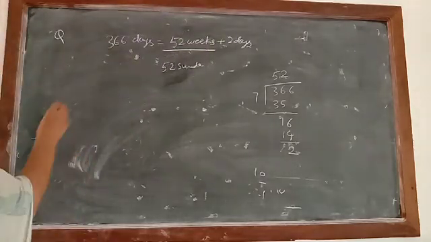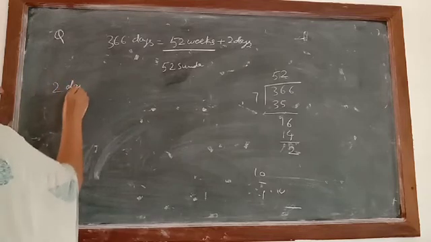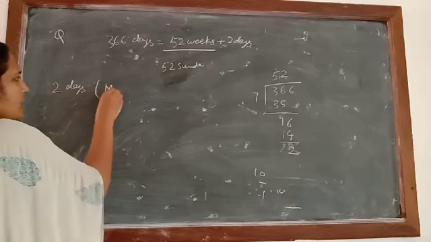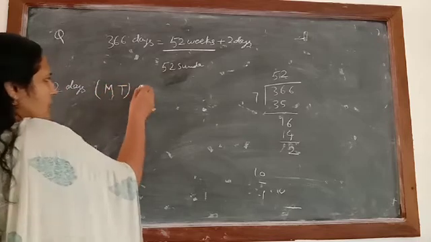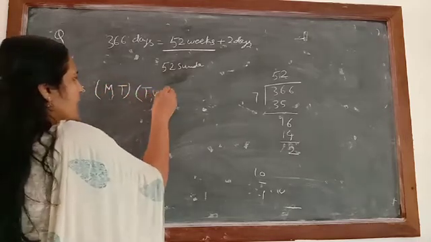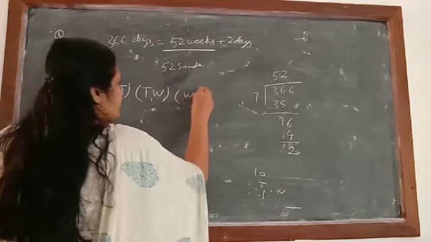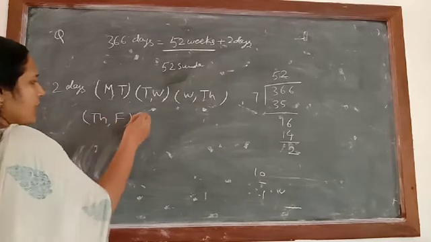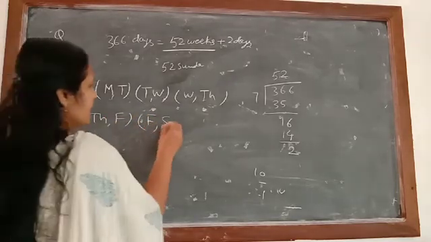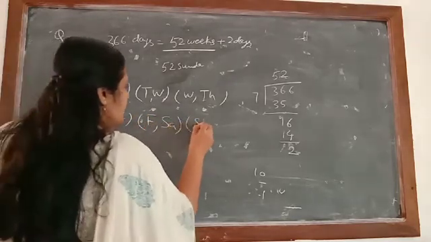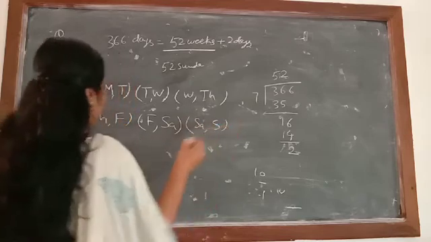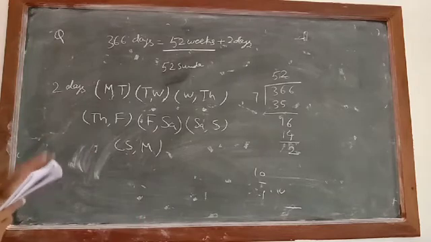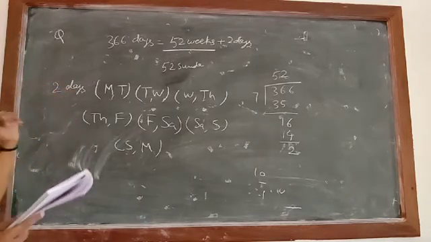Now the remaining 2 days are left. So for that remaining 2 days we can check what the possibilities are. Those 2 days can be Monday, Tuesday, or Tuesday, Wednesday, or Wednesday, Thursday, or Thursday, Friday, or Friday, Saturday, or Saturday, Sunday, or Sunday, Monday. So these are the total possibilities for the remaining 2 days.